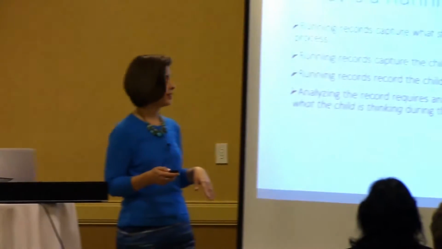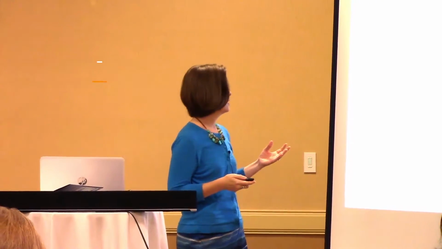What is a running record? Well, a running record is a snapshot. It's kind of like a picture in time of a student's reading level and their reading behaviors. So it captures what a student knows at that moment about reading. It's a very good indicator. Running records capture the child's thinking when they're reading. It gives you clues into what's going on in their minds when they're reading a passage.